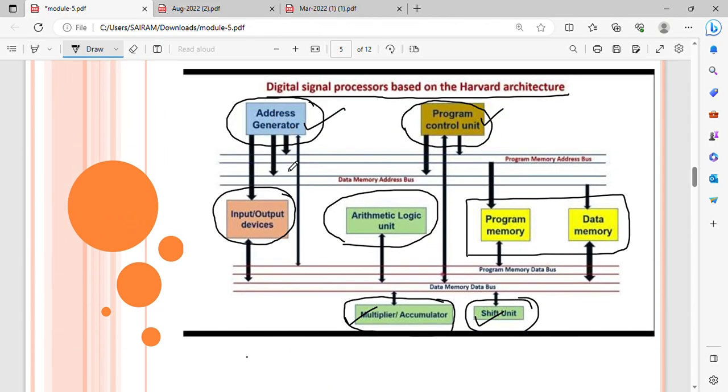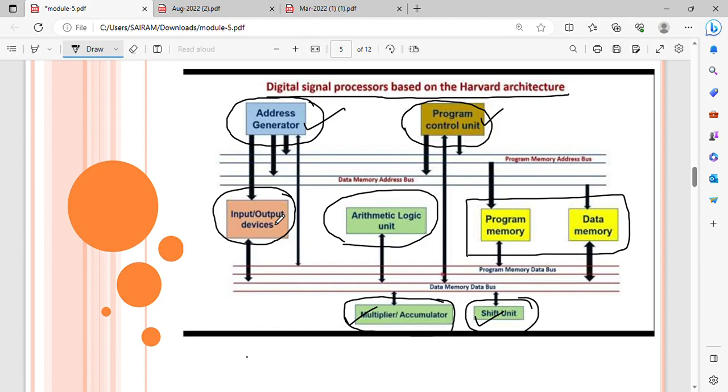Address generator. I have not told you about the address generator. What is an address generator? It is used to generate the address of the memory location in which the data has to be accessed, right? There is one particular memory location wherein you have to access the data, and for that particular memory location you are going to generate the address, right?